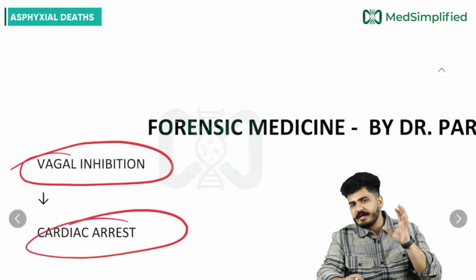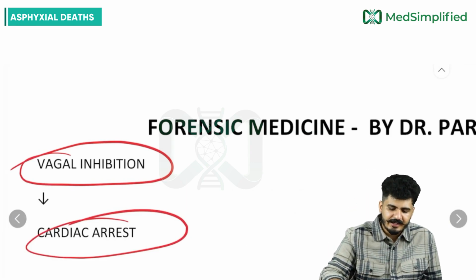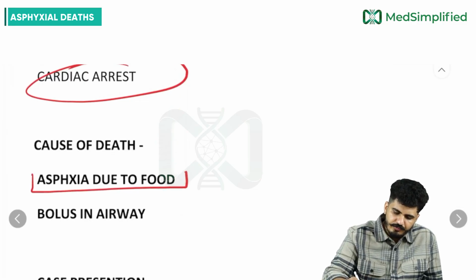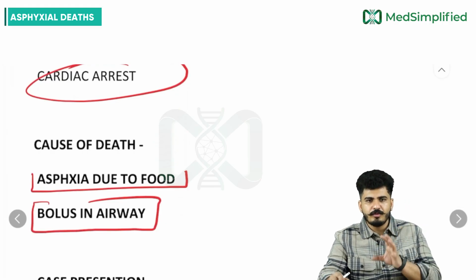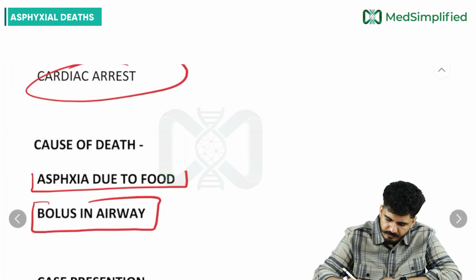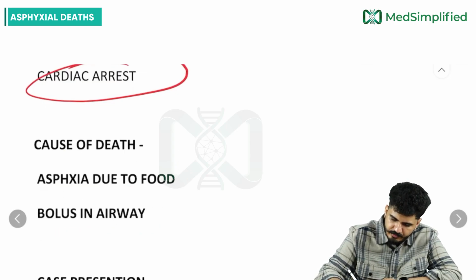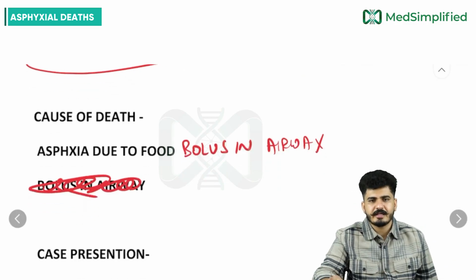Suddenly there will be vagal inhibition, and then it will lead to cardiac arrest. The cause of death is asphyxia due to food bolus in the airway. We'll see right here, sir. The whole wording is like this: asphyxia due to food bolus in the airway, my dear friends.